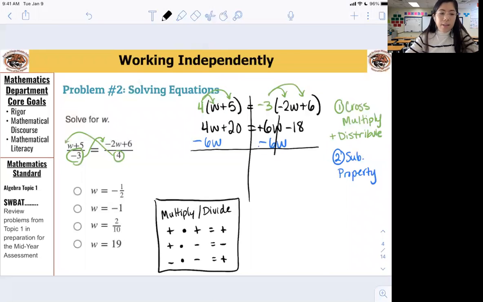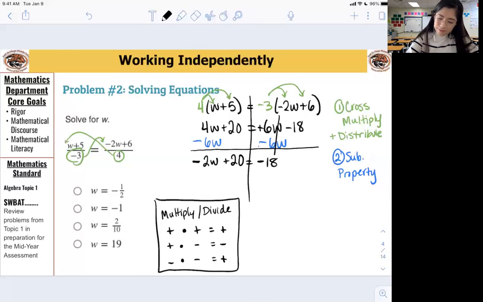4 minus 6 is 2W? Just 2W plus 20? Careful, negative 2W. Think about it. If you have $4 and I take away 6, can I do that? Okay, you're good. All right.